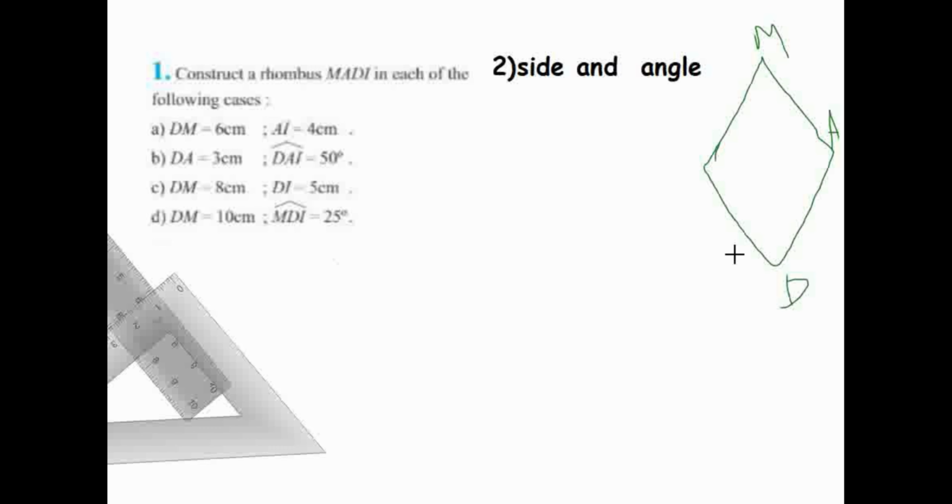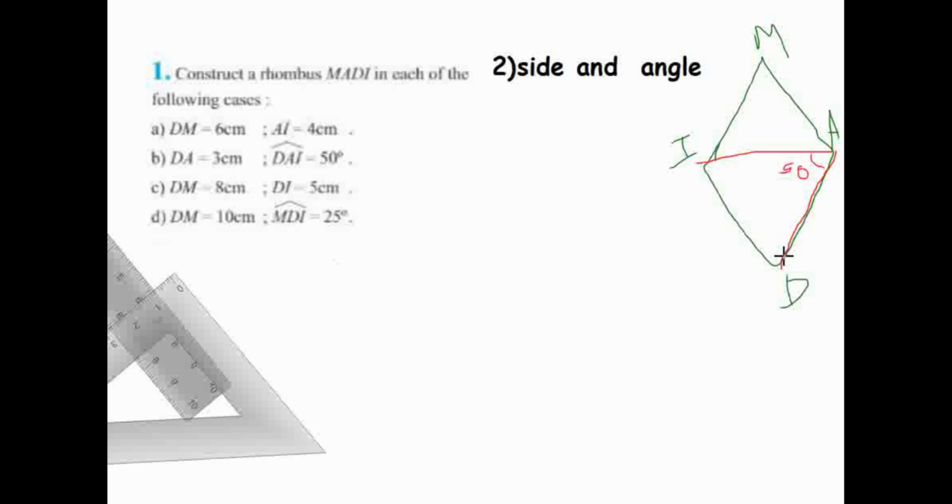and we see that DA is a side, right? So this is DA, DA is a side, and the angle that they have given us, it is DAI, so DAI to here, so this is the angle which is equals to 50 degree. Now we need all the angle, we need the angle of the rhombus, not just half of it. You see that AI is a diagonal.